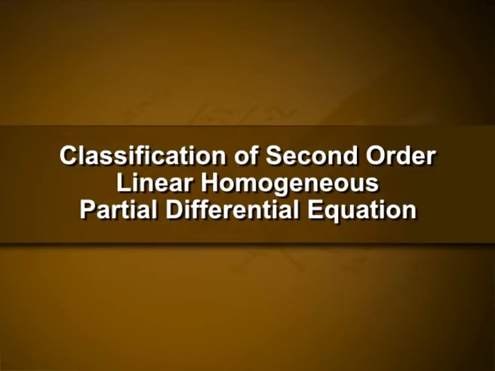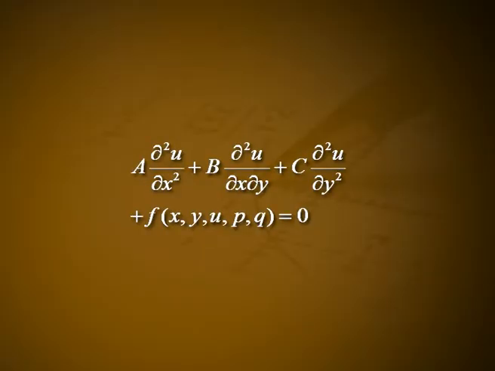Classification of second order linear homogeneous partial differential equation. Consider the second order linear homogeneous partial differential equation a into dou square u by dou x square plus b into dou square u by dou x dou y plus c into dou square u by dou y square plus f of x comma y comma u comma p comma q is equal to 0. Let it be equation number 1, where a, b, c may be constants or functions of x and y, and p is equal to dou u by dou x, q is equal to dou u by dou y.